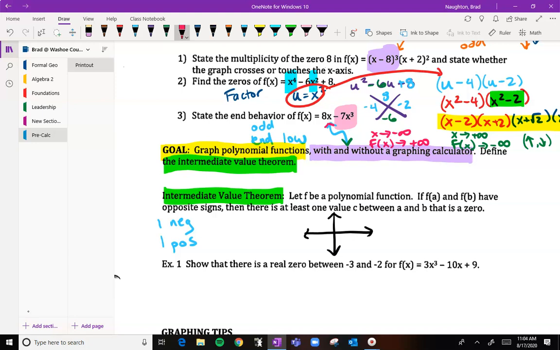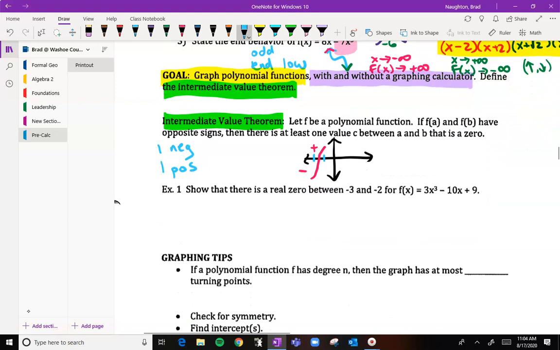So if a graph is cruising along, it has to cross the x-axis if it was negative and now it's positive. So I'm going to say, hey, in between those 2 values, did it cross the axis? If it did, then our sign should be different. Okay. If I pick 2 values and they're both positive, well, clearly it doesn't cross. Okay.